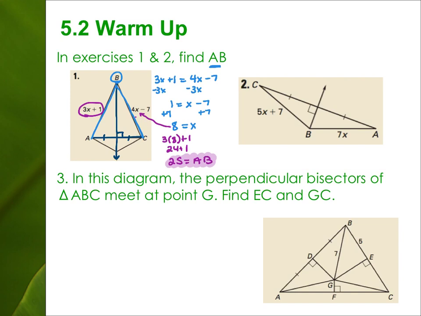Okay, now if we look at number 2, it says that CB is 5x plus 7 and BA is 7x. Again, this B lies on the perpendicular bisector of AC, which means it's equidistant from the endpoints of that segment. 5x plus 7 would equal 7x, which means 7 equals 2x. X equals 7 over 2, or 3.5. Any of those answers would be fine.